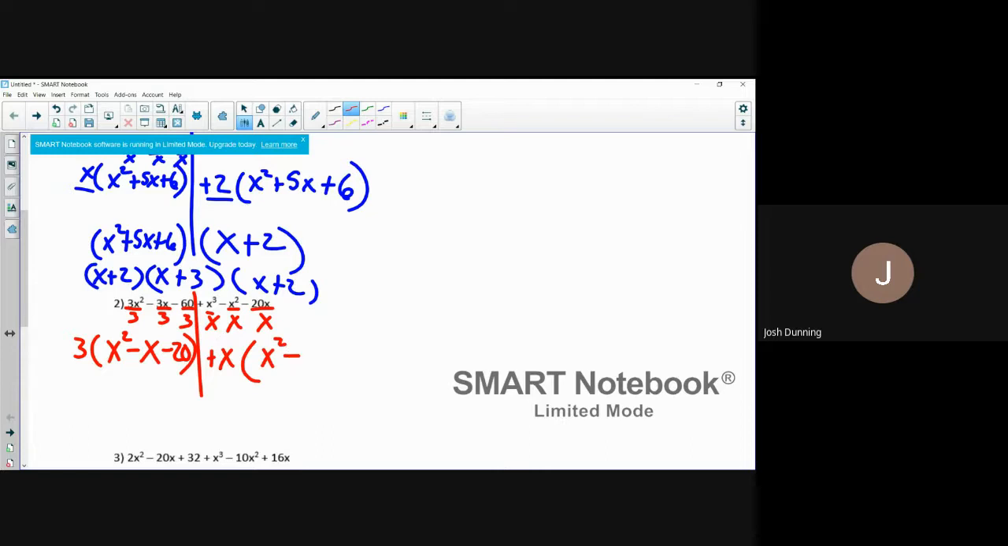Then that'll just knock the x's down to make them match. So we got x squared minus x minus 20. You pull that out of both sides, and you're left over with 3 plus x. And then again, take a look at that trinomial. Ask yourself, can I factor that? Yes, I can. Minus 5 and plus 4.